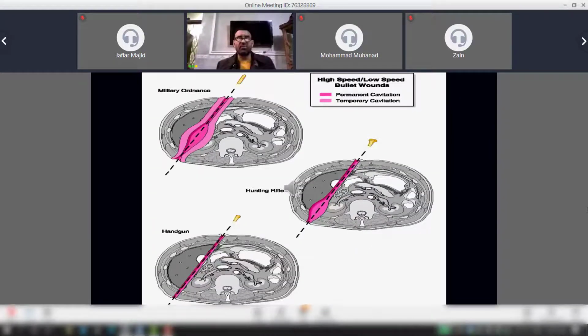وعندنا هذه الصورة اللي توقفنا امام الساعة. You can see the changes that occur in the body tissue by these missiles. Like this in the pistol causing just a track. Just there is a track from the site of entrance to the exit. While in the high velocity missile, you can see there is a lot of secondary changes, cavitation and away.